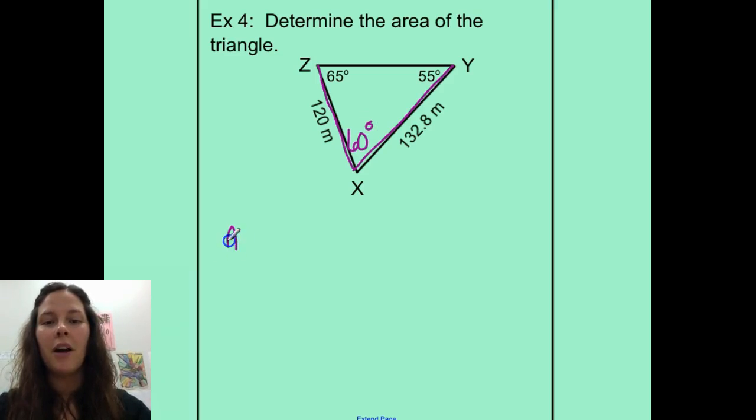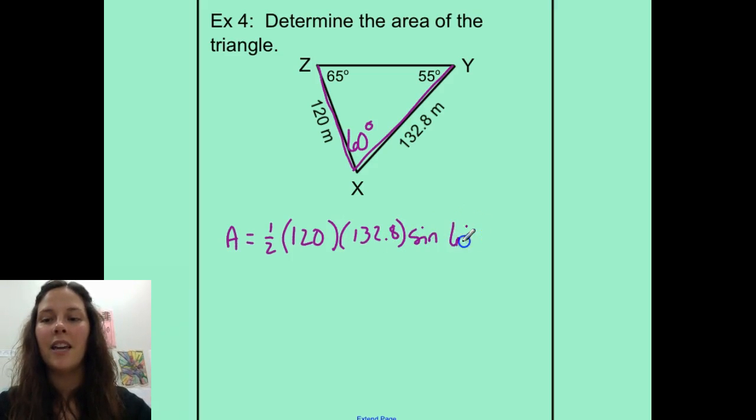And then we can set up our area formula, 1/2 times the two sides that we know, times the sine of the angle in between them. So this gives us an area of about 6,900.490, and this time we did have units, so square meters.